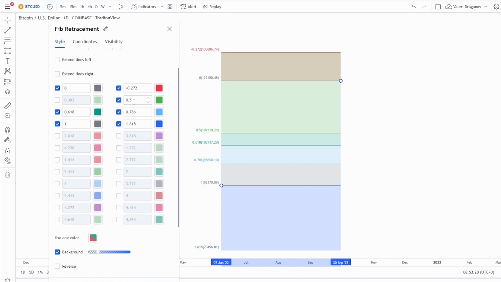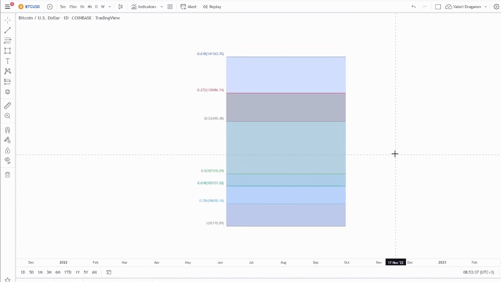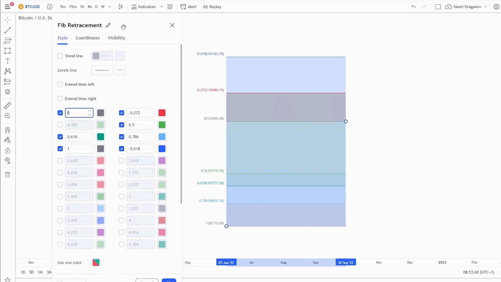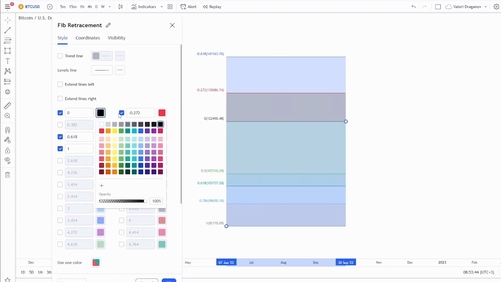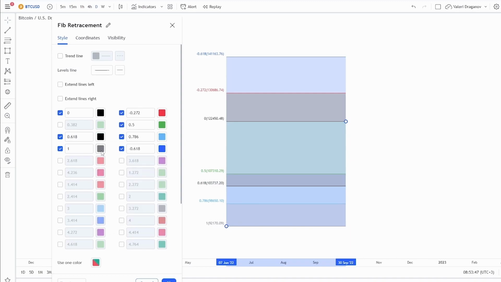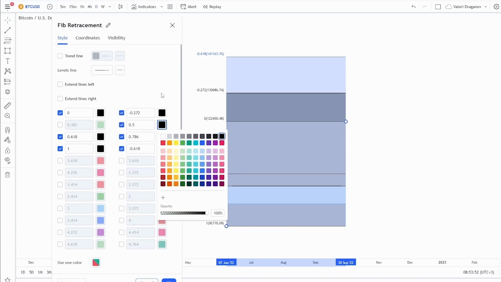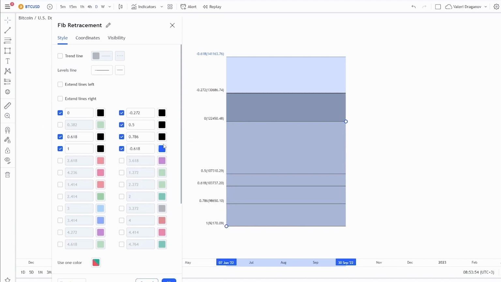The second thing remains the same. The third also remains, and the fourth we're gonna make it minus 0.618. This is our second take profit. You see what happened? Okay, now we're gonna make everything black. Of course, you can play with the settings, you can adjust it the way it fits perfectly for you, but from our experience, this is the most unstressful settings.